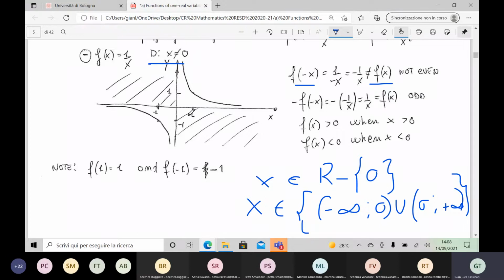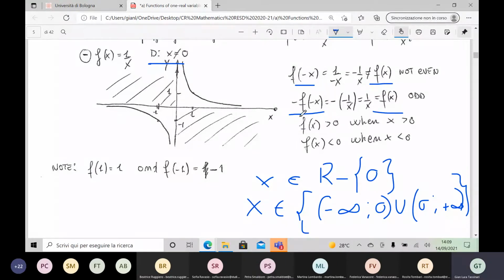Since you have already computed f of minus x, which was this one, this means that you have simply to put a minus in front of this one. So minus 1 over x. Minus and minus gives plus. So 1 over x. But 1 over x is exactly f of x. So you can write equal to f of x. So what does this mean? This means that minus f of minus x, look at the chain of equality, is equal to f of x. So this function is odd. Graphically, this means that the graph of this function is symmetric with respect to the origin.